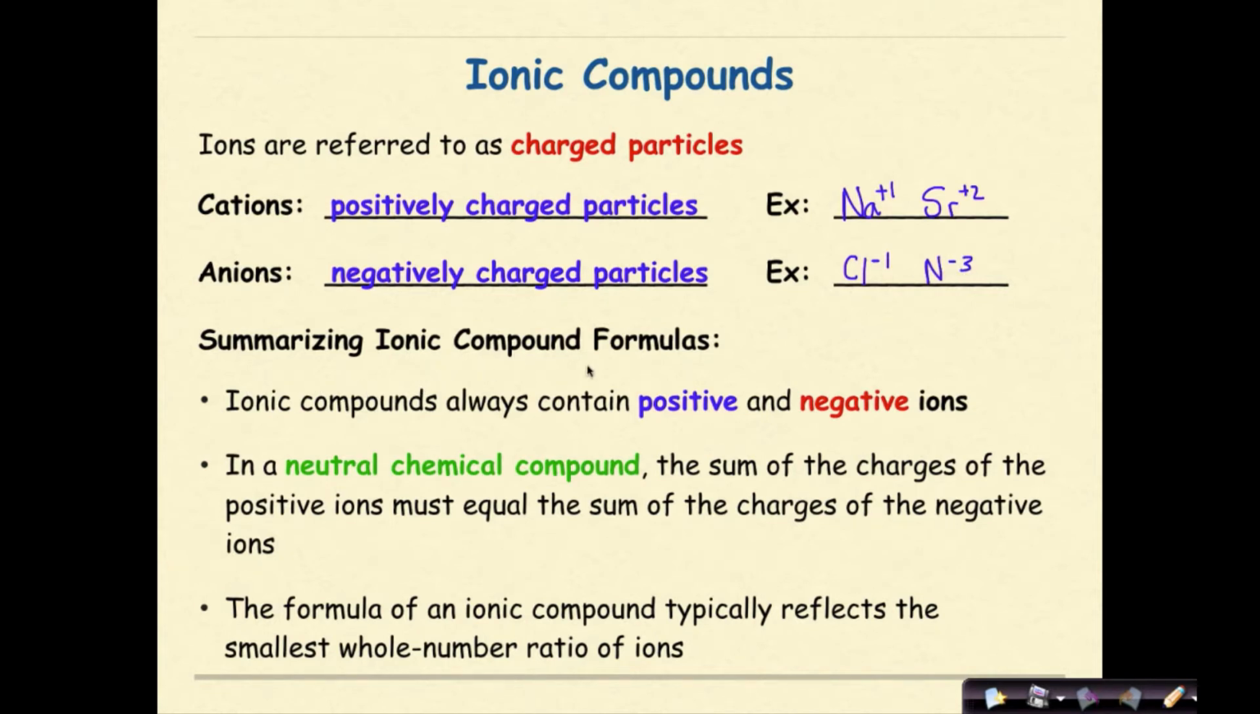Summarizing ionic compound formulas. Ionic compounds always contain positive and negative ions. In a neutral chemical compound, the sum of the charges of the positive ions must equal the sum of the charges of the negative ions. The formula of an ionic compound typically reflects the smallest whole number ratio of ions. There are exceptions to the rules here.